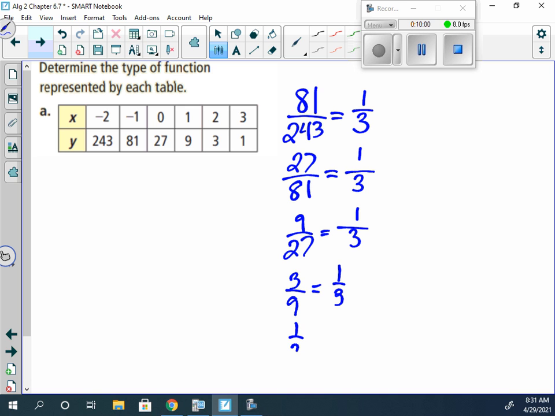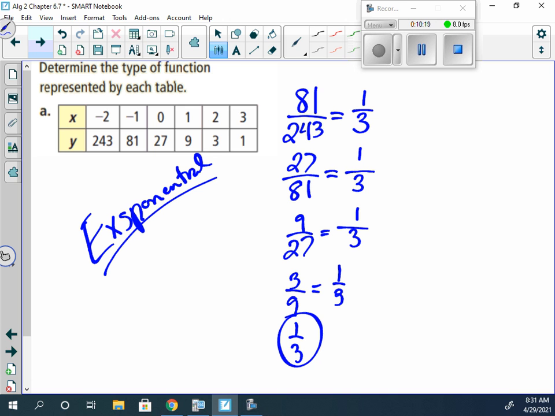So does this have a common ratio? And it is? So this here would be considered exponential. It's an exponential function. Any questions?